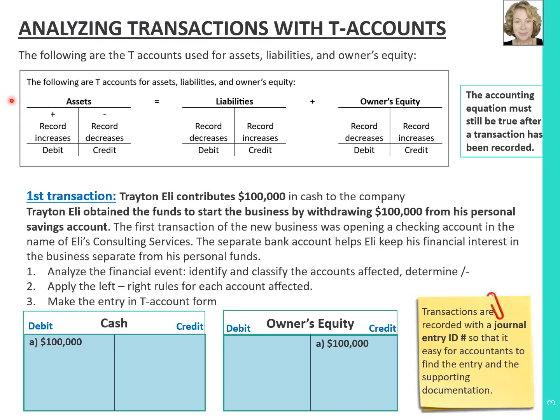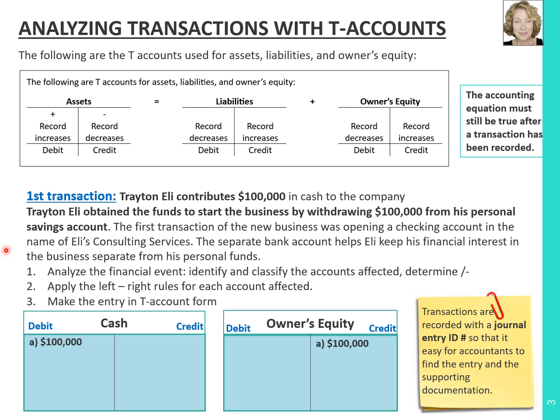Here's a visual look at asset, liability, and owner's equity accounts and how they increase and decrease. Assets increase with debits on the left side and decrease with credits on the right side. Liabilities and owner's equity accounts increase with credits on the right side and decrease with debits on the left side. So let's walk through the 12 business transactions for Eli's Consulting and analyze them by using T accounts.